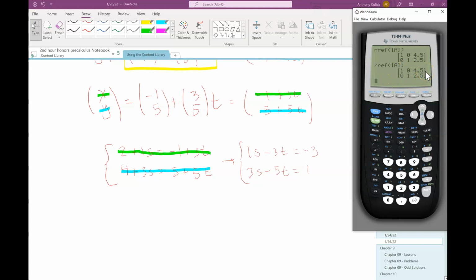So this matrix gives me my answer. It says that 1s plus 0t is equal to 4.5, so s is 4.5. And 0s plus 1t equals 2.5. Or if you wanted to, you could use the fraction command and ask it to give it to you in fractions, 9/2 and 5/2. That's fine also.